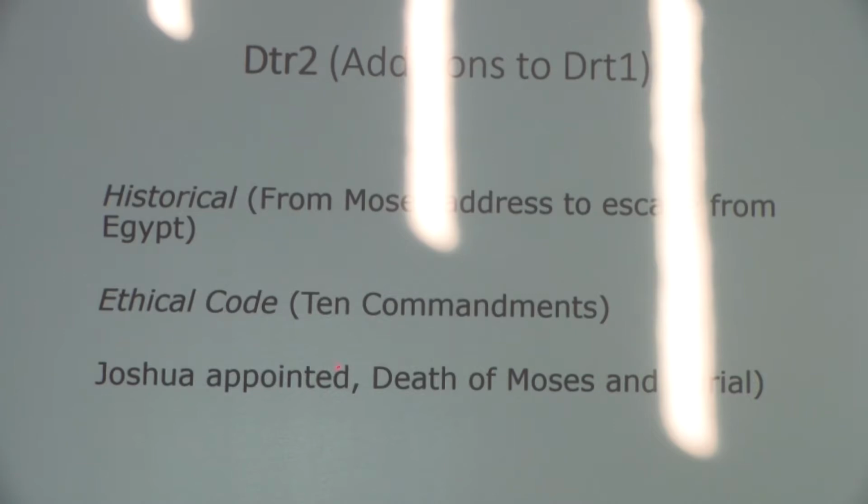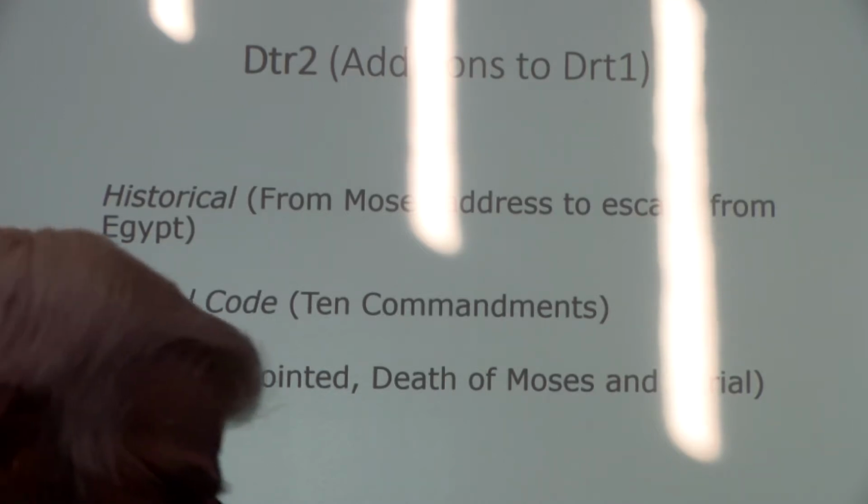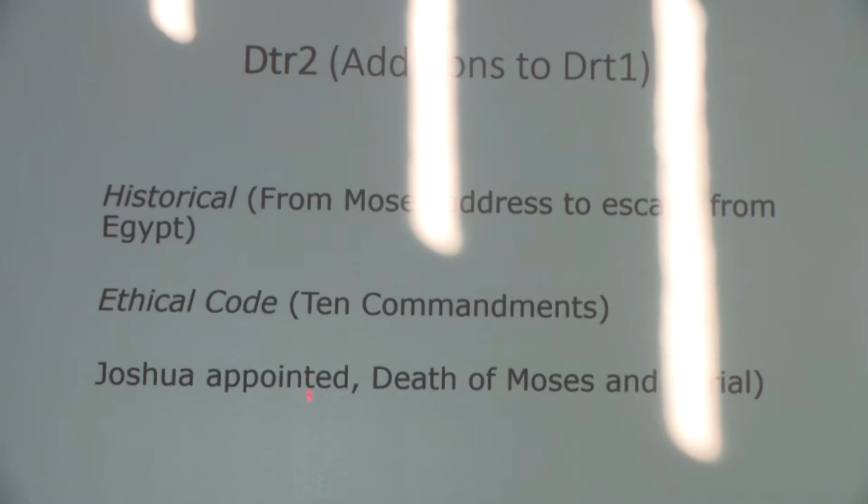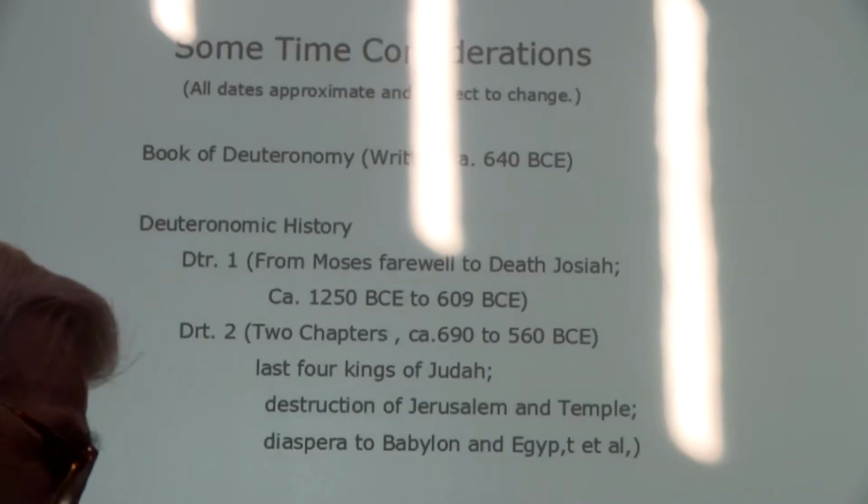The last part, after Deuteronomy 26, we get some things that happened in terms of the death of Moses. Oh, the death and burial of Moses, and the fact that Joshua was appointed as Moses' successor.